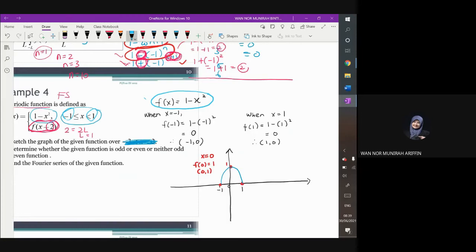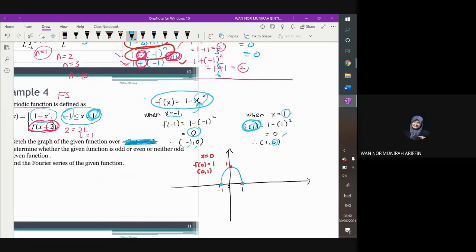So I will make coordinates. When x equals negative 1, I substitute here, I get f(x) equals 0. So the point is actually negative 1, 0. Where is negative 1, 0? Over here. Okay, and then, not finished yet. One more. I take the point 1. When x equals 1, I substitute here, 1 minus 1 is 0. So the point is 1 and 0. So x is 1, and f(x), which is your y, is 0. Where is the point 1, 0?